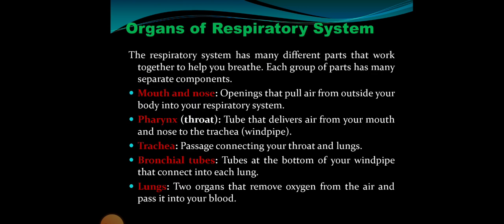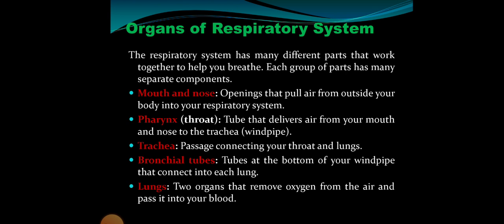Organs of the respiratory system. The respiratory system has many different parts that work together to help you breathe. Each group of parts has many separate components. The first one is the mouth and nose, and the second one is the pharynx, trachea, bronchial tubes and lungs.